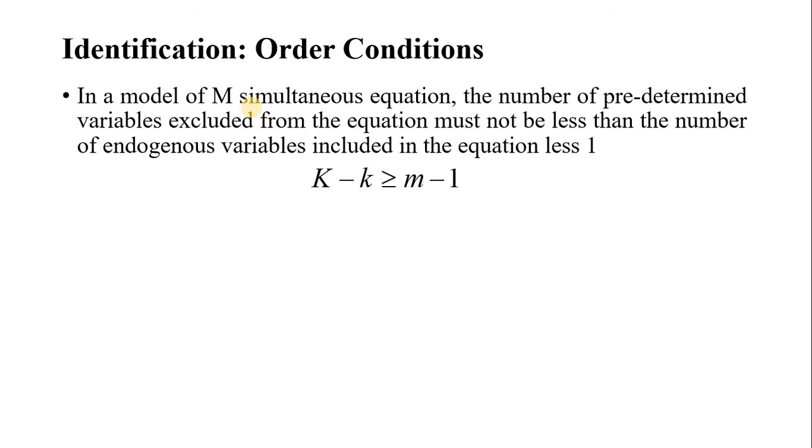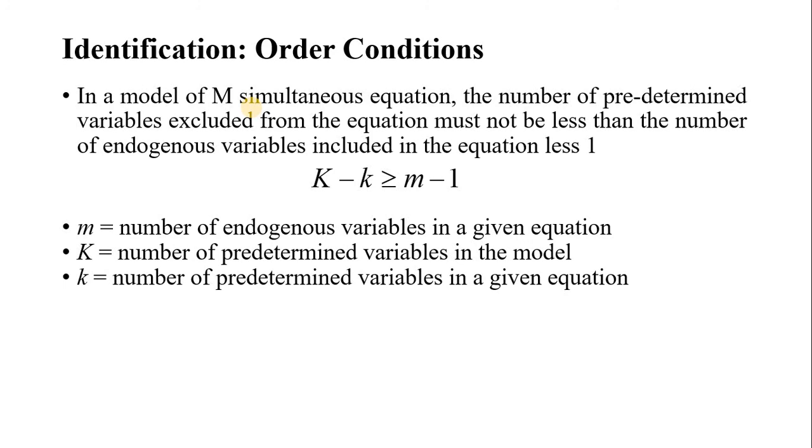So what are this k and all? Capital K is the number of predetermined variables in the model. Small k is the number of predetermined variables in a given equation. So if it is capital K, how many predetermined variables are there in the system? If you take small k, then it is the number of predetermined variables in a given equation. Then what is m? Small m is the number of endogenous variables in a given equation.